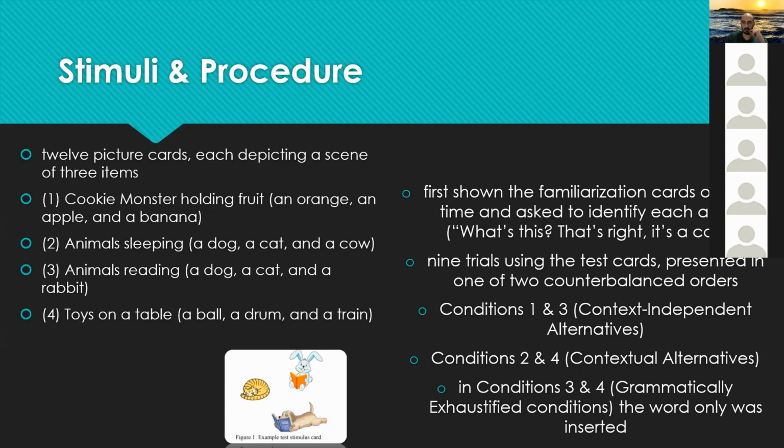They asked the children to identify each animal, for example, by asking, "What is this?" "That's right, it's a cow." And if the child couldn't label the animal correctly, they were given the correct label and encouraged to repeat it. So basically saying, "That's a cow, can you say cow?"